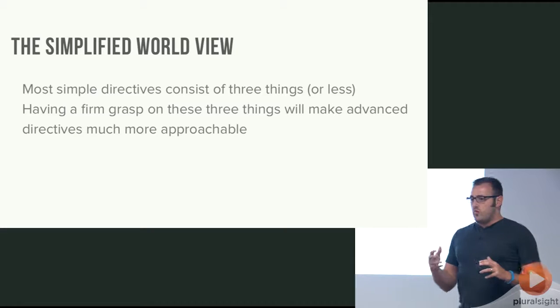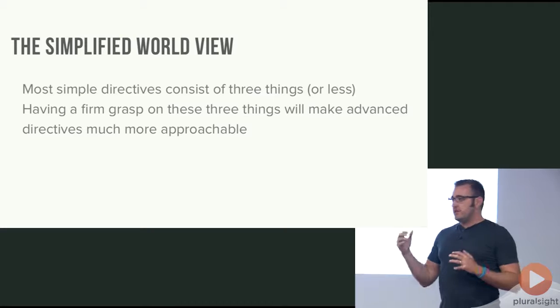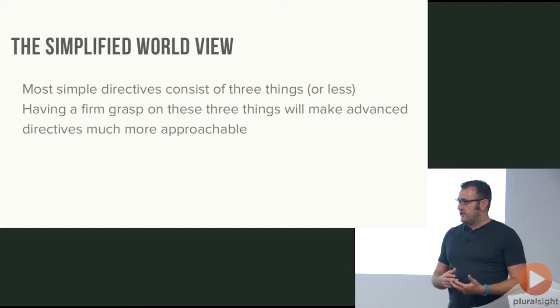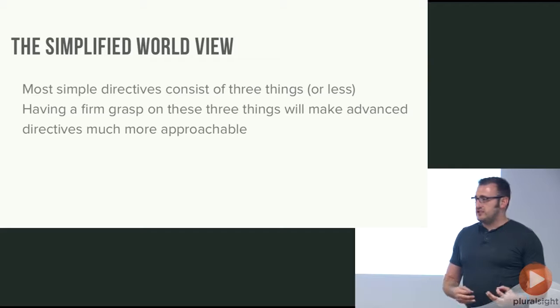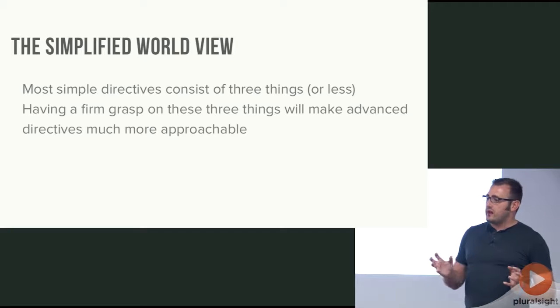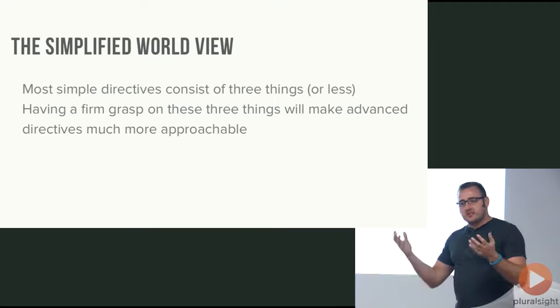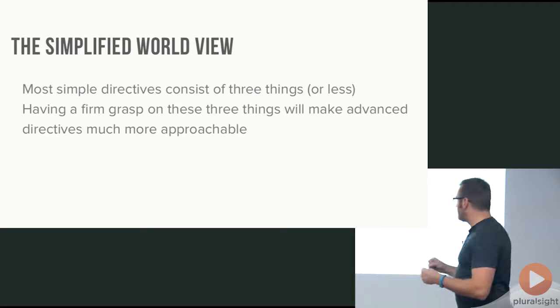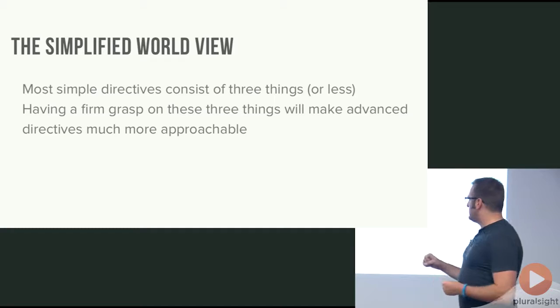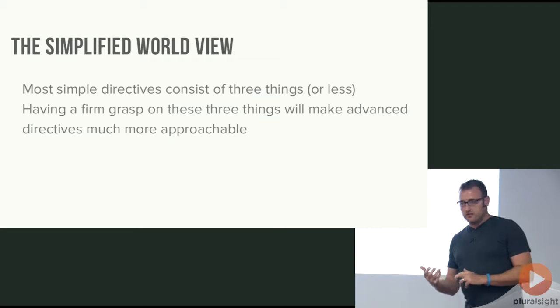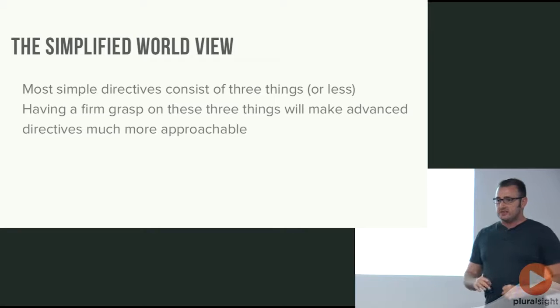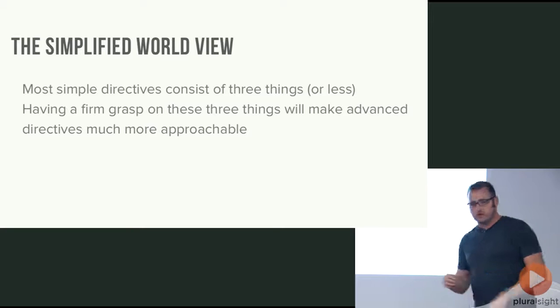I think that if you look at directives from a simplified worldview first, and we apply the 80-20 rule, it'll be easier to wrap your mind around it, and then we can start to extend it and go beyond that. So most simple directives consist of three things or less. And having a grasp on these makes everything else more approachable down the road.